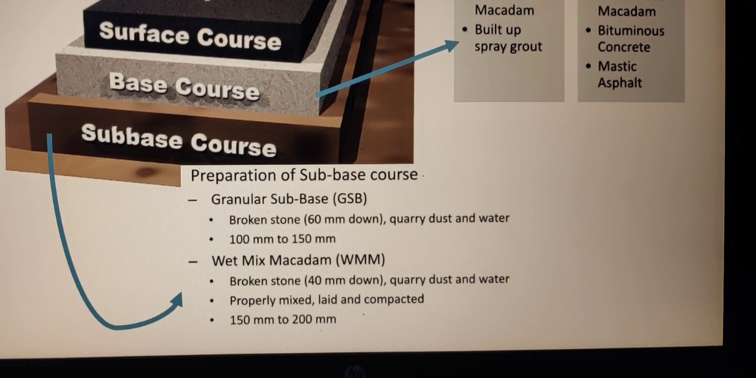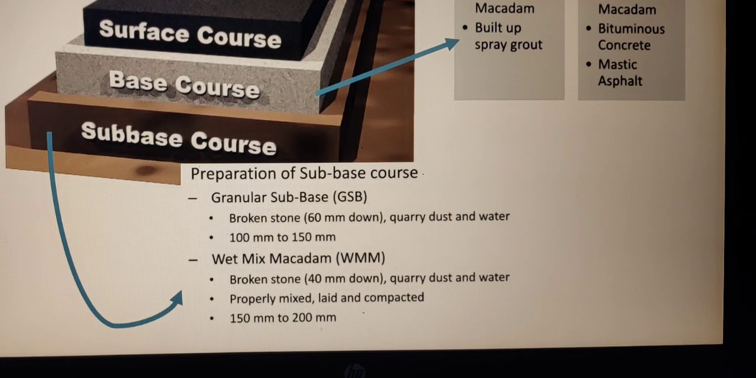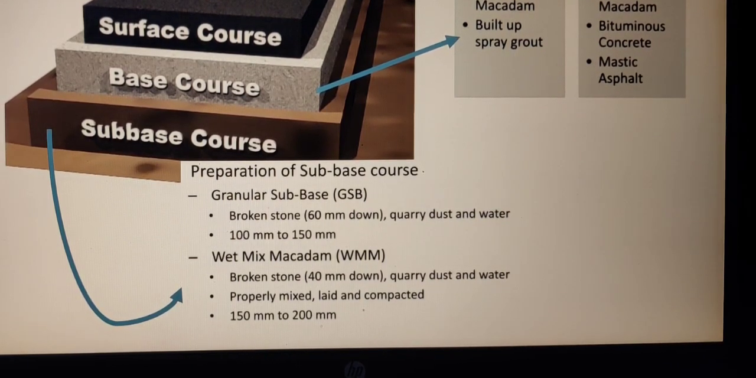And now for the construction of base course, we are using two methods. First is the grouted or penetration method. Second is the premix pavement. In grouted or penetration method, we are using penetration macadam built up spray grout. And the next is the premix pavement. In premix pavement, we are using bituminous macadam, bituminous concrete and mastic asphalt.